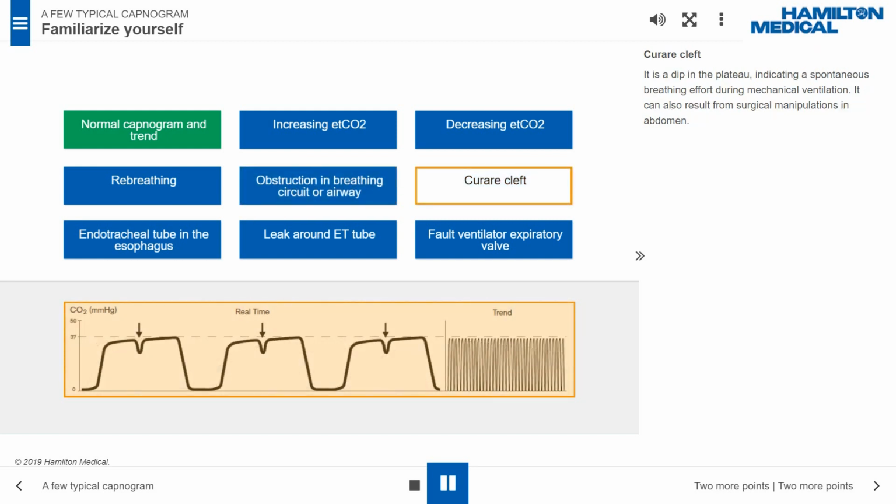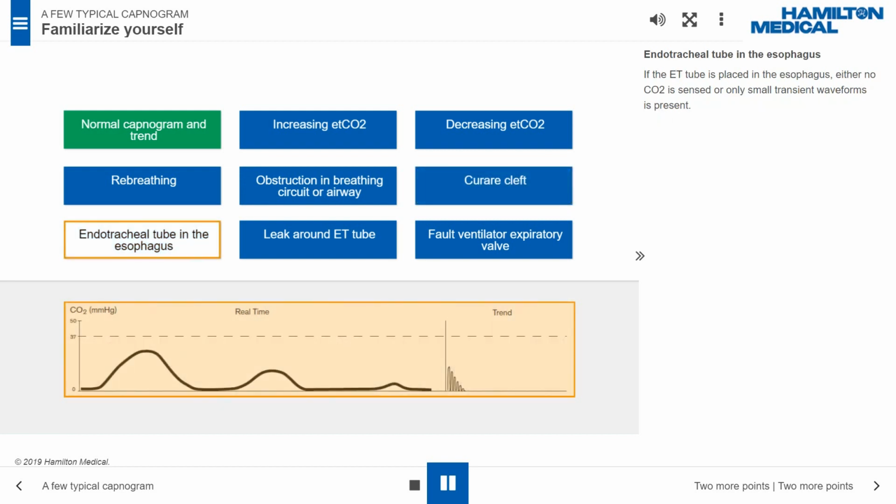Curare cleft. It is a dip in the plateau, indicating a spontaneous breathing effort during mechanical ventilation. It can also result from surgical manipulations in the abdomen. Endotracheal tube in the esophagus. If the ET tube is placed in the esophagus, either no CO2 is sensed or only small transient waveforms are present.